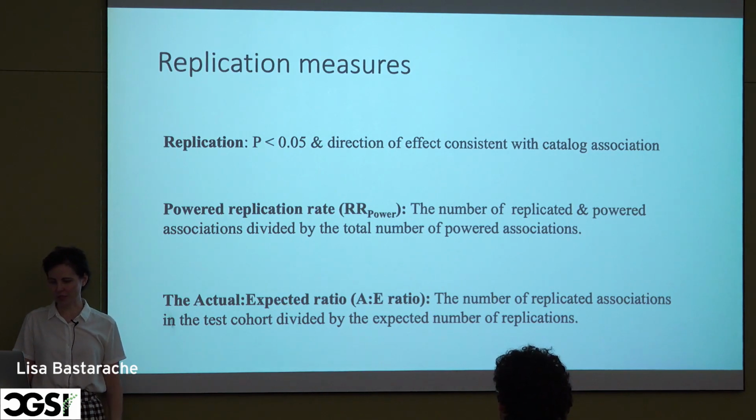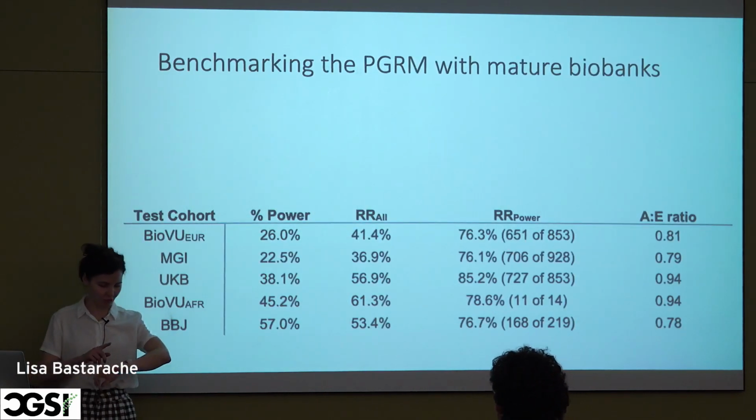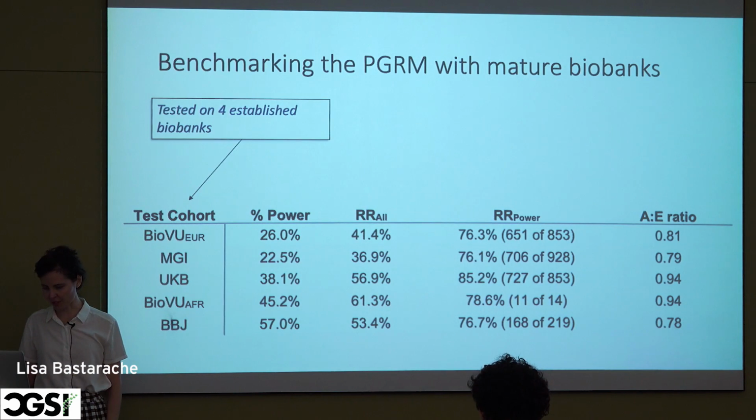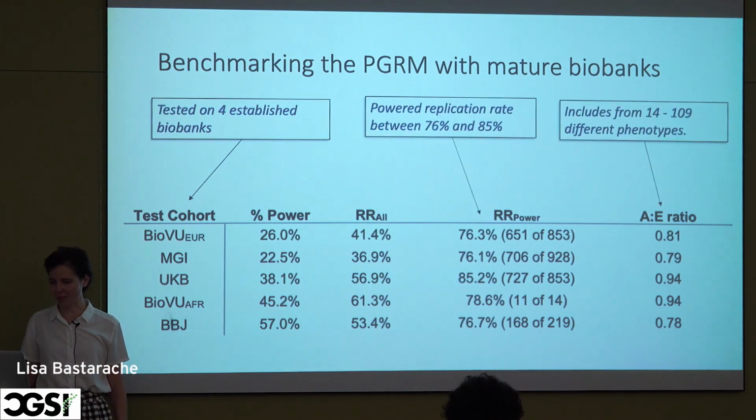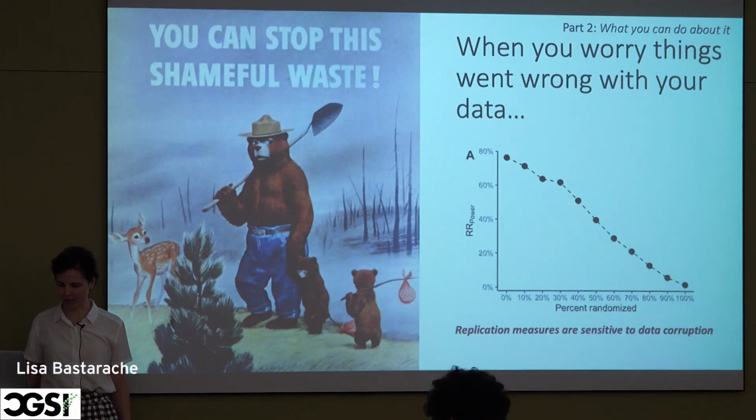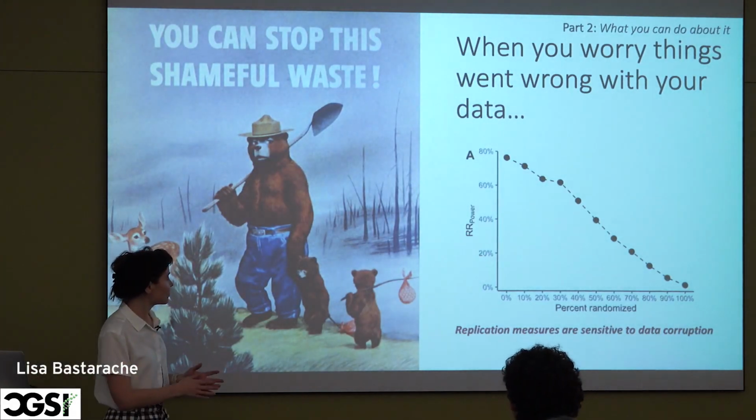We defined some replication measures. I want to leave time for questions, so I'm going to gloss over this a little bit because you might not be super interested in it. Basically, we tested this on a bunch of biobanks and found it worked really robustly. How can you use this Phenotype-Genotype Reference Map?